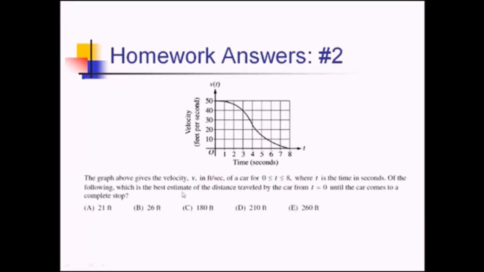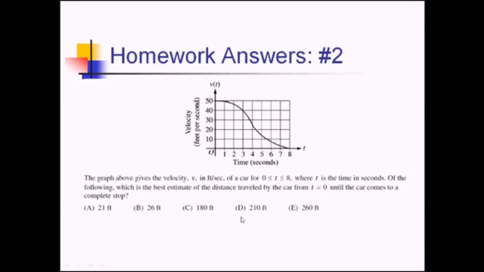For this problem, we have a graph of the velocity of a car between 0 and 8 seconds. We want to know which is the best estimate of the distance traveled by the car from time 0 to the time when the car comes to a complete stop, which is presumably at time 8.